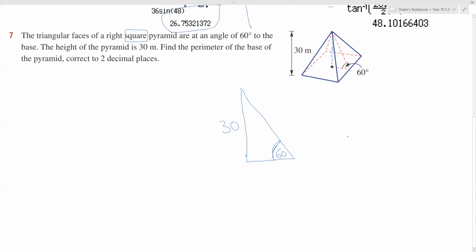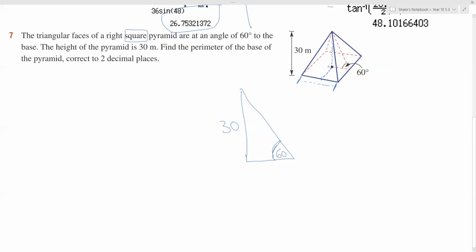Now, how does that help us? Because what do we want to find? We want to find the perimeter of the base of the pyramid. We want to find the perimeter of a square. For a perimeter of a square, I just need to know one side. If I can figure out that side, I just multiply it by 4, and then I will get the perimeter of the square. But I don't have any information. But hang on a second, I've got that base there. If you think about it, that base of the triangle is going to be half of this side.